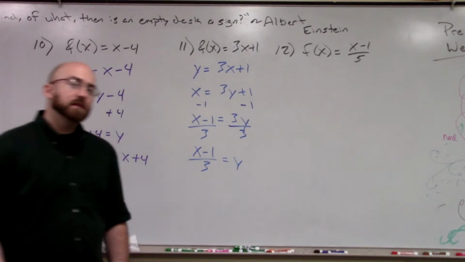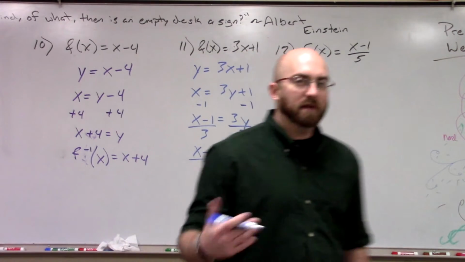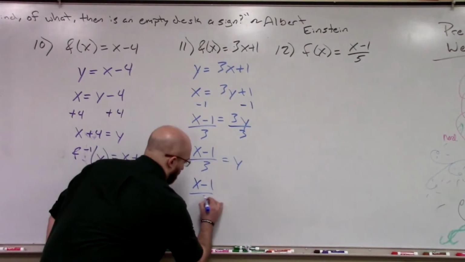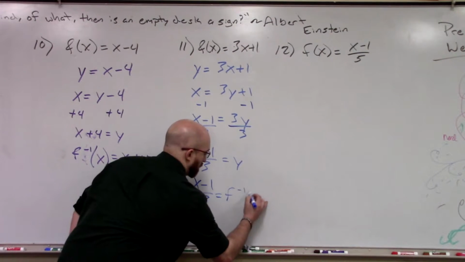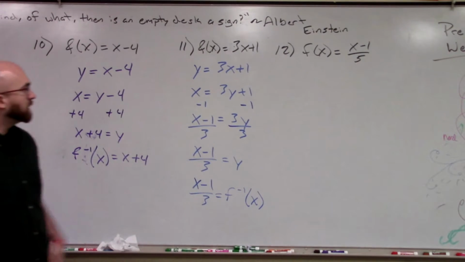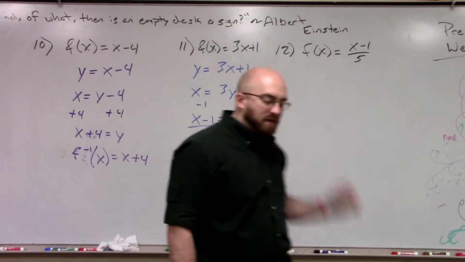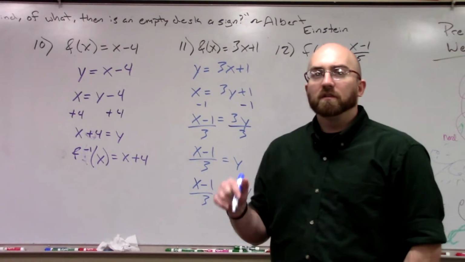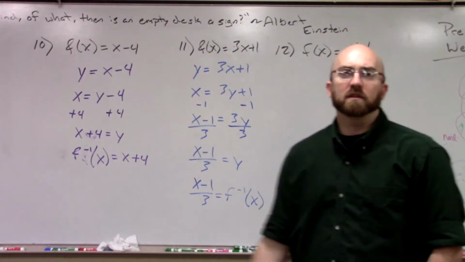The last step is to replace the y with f negative 1 of x. And there's our final answer. See, we did switch the minus and plus sign. The division can be tricky, and that's why I want to make sure you do not get in the habit of just switching signs and calling it good.